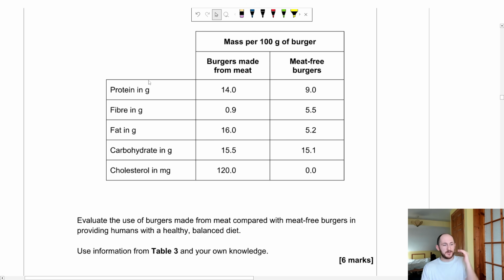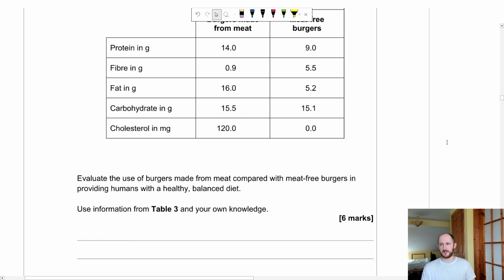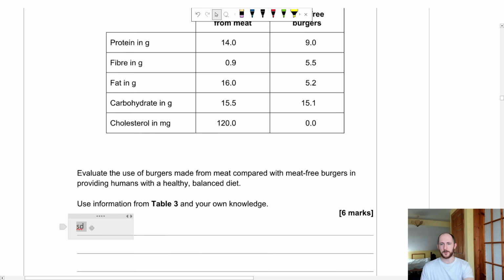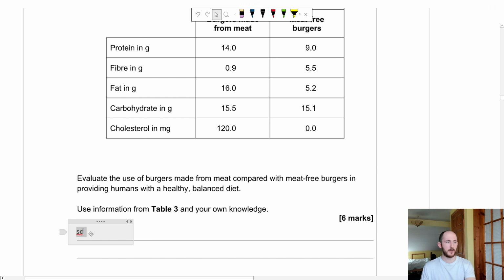That's it. But you do need to link it. So why is protein important? Why is fiber important? Why is fat important? Why is carbohydrates important? Why is cholesterol important? 6 marks, a lot of stuff. It does say and your own knowledge, which is fairly interesting. So, if I were comparing it, what would I like to do? Well, literally, again, bullet points.